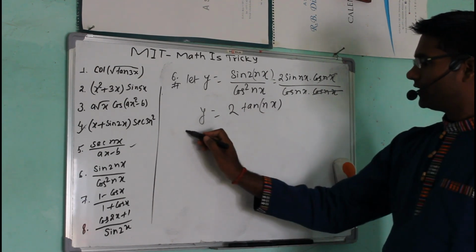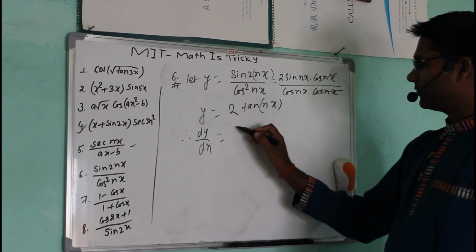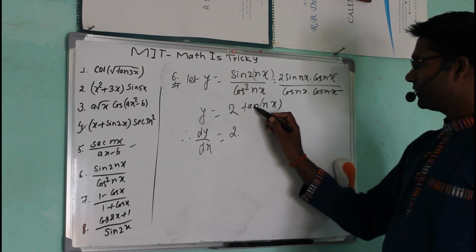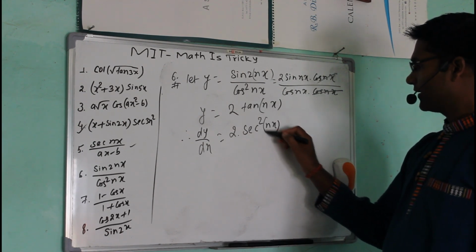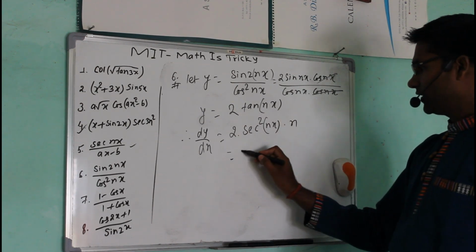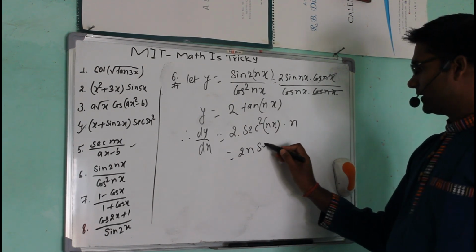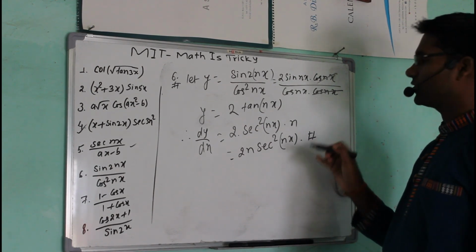Okay, so simply we'll get here answer as derivative of this 2 is constant, derivative of tan is sec square nx into derivative of this nx is n. So answer will be 2n sec square nx. That's your answer. It's so simple.